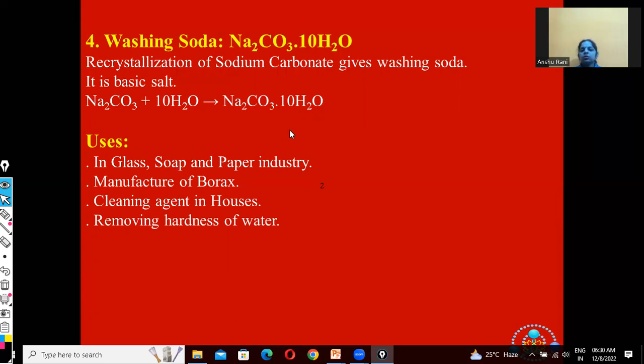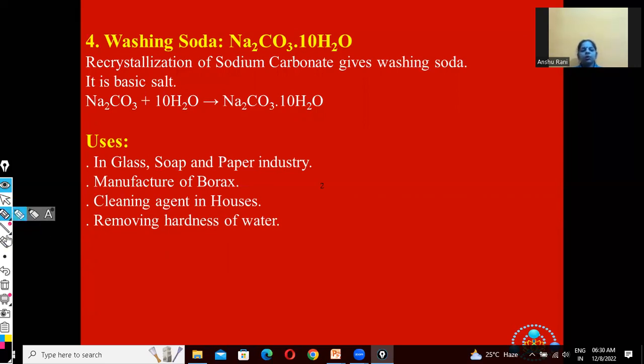Washing soda is used in laundry. It is used in the glass, soap and paper industry. It is used to manufacture borax. It is used as a cleansing agent in houses. It is also used to remove hardness of water.